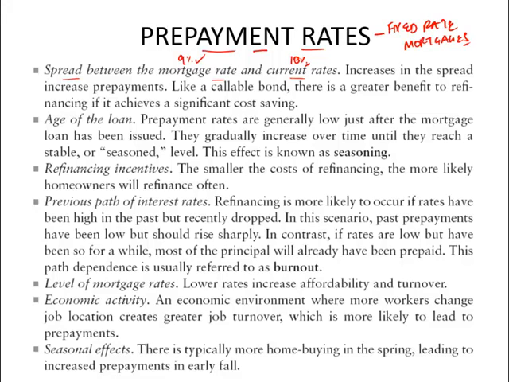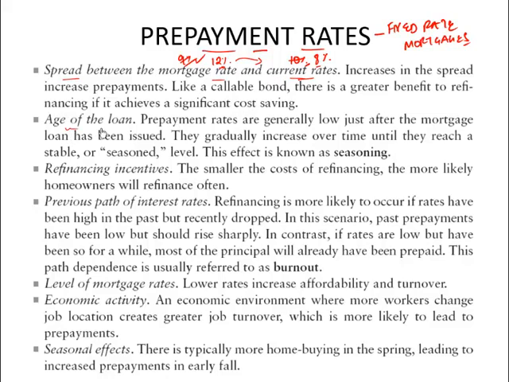Had it been the other way around, if the mortgage rate that I have locked in is, for example, 12%, and the current mortgage rates are to the tune of 8%, then prepayments are more likely, as I would want to lower my cost from 12% to 8% by borrowing at 8% and repaying this earlier outstanding mortgage. So the prepayments would increase as interest rates fall, or the spread between the mortgage rate and the current rate increases.